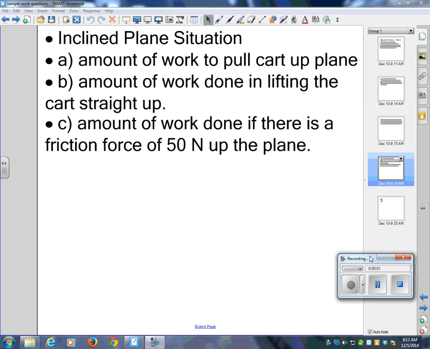Okay, so let's carry on here from yesterday, the sample work problems. Inclined plane situation: the amount of work to pull the cart up the plane, the amount of work done in lifting the cart straight up, and the amount of work done if there is a 50 Newton frictional force of 50 Newtons up the plane. And I'm hoping you must have more information than I do because I got nothing there. There must be a drawing of yours, isn't there?